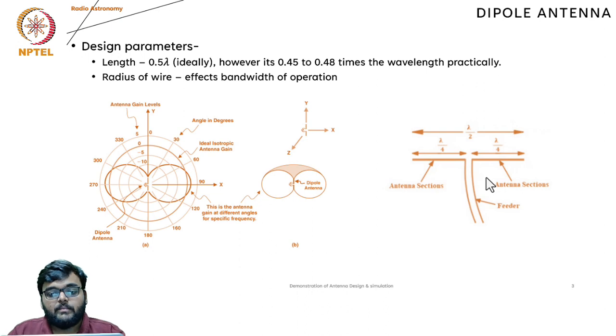The design parameter for the dipole antenna, as we discussed last time, is the length, which ideally should be 0.5 lambda, whereas due to practical limitations the length varies from 0.45 to 0.48 of lambda, and the radius of the wire also affects the bandwidth of the antenna. We will see practically how this happens.